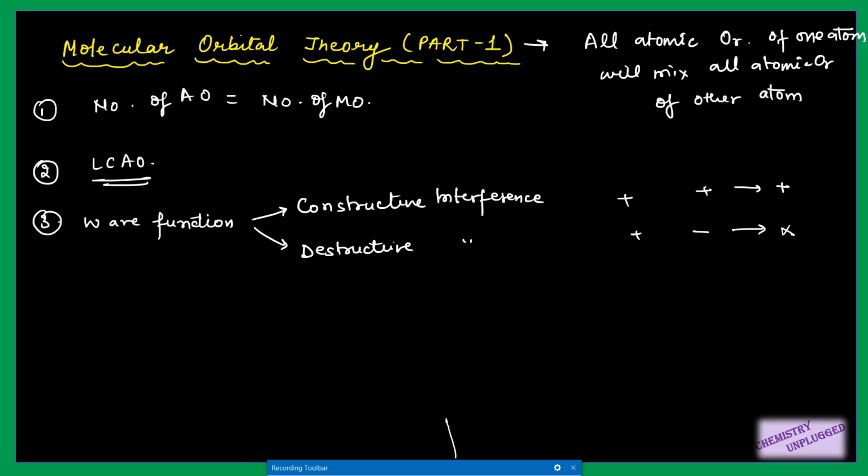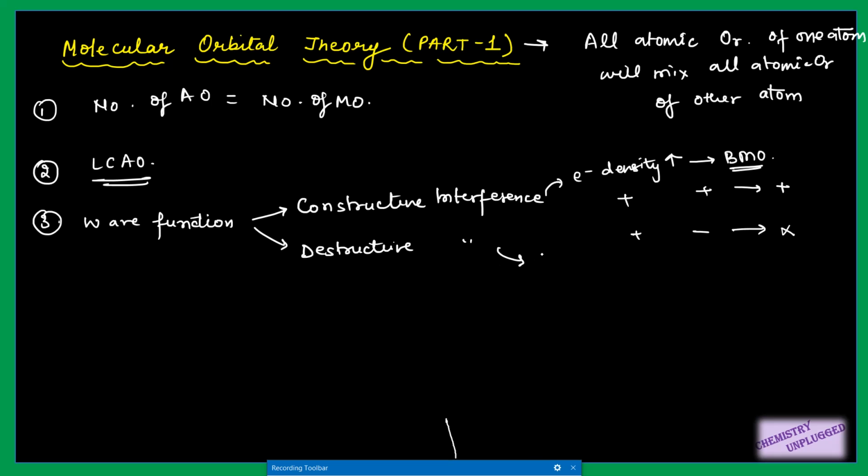So in this way there are two types of mixing of wave functions. When they mix in a constructive way, increasing the wave function, the electron density increases when they mix in the same phase. This type of bonding will form a bonding molecular orbital. This is just the starting of this theory, right? I will tell you how bonding molecular orbitals will form, but this is just the beginning.